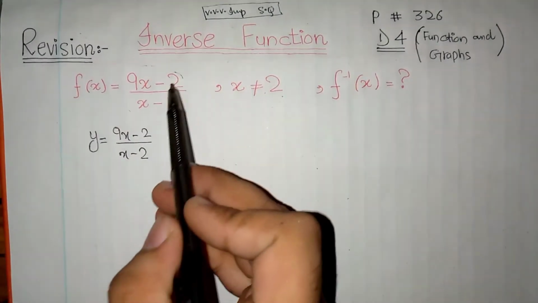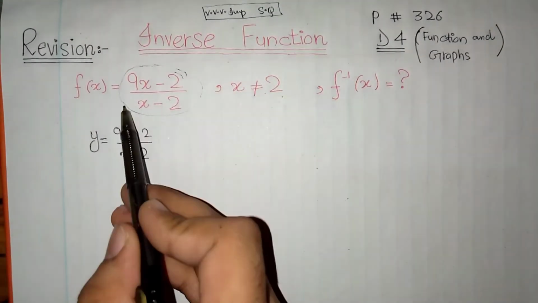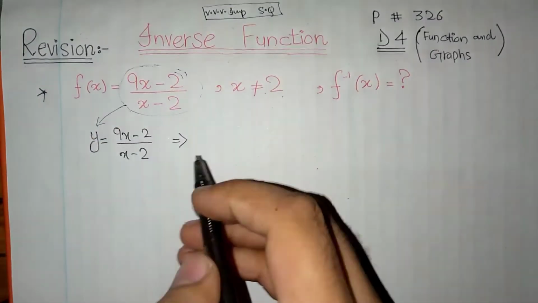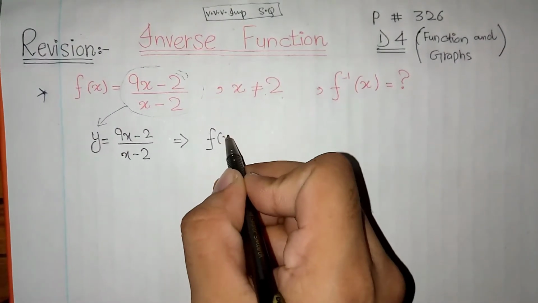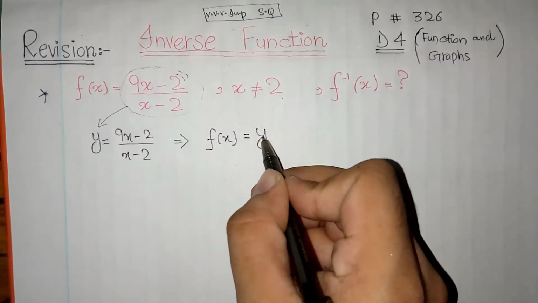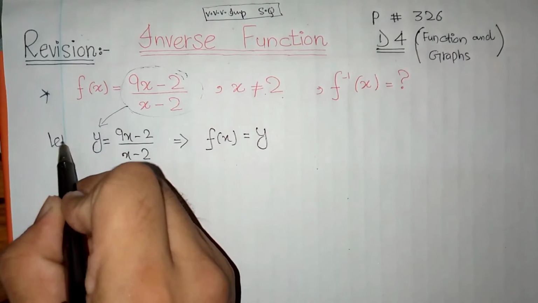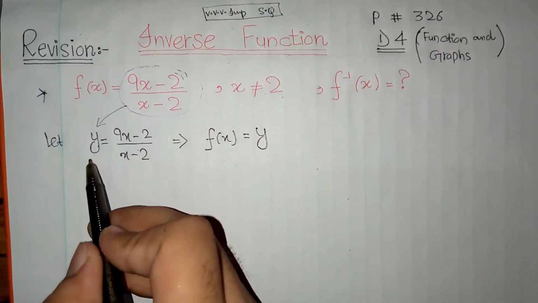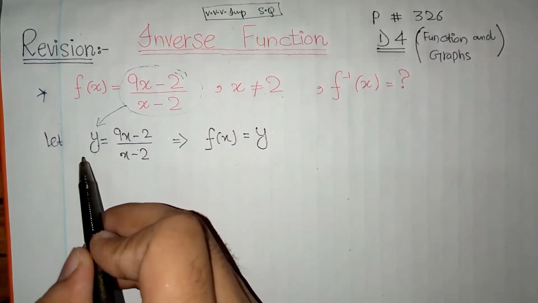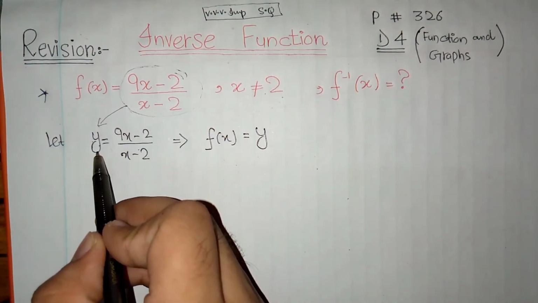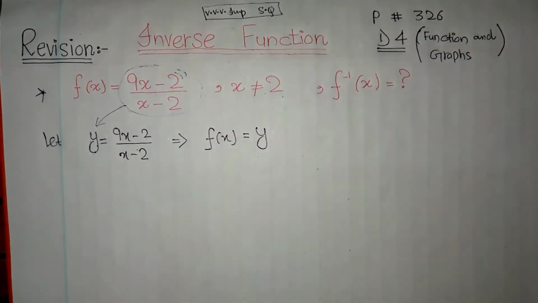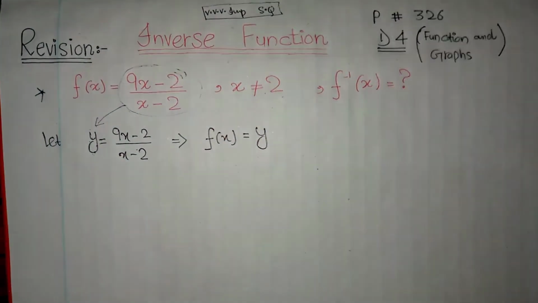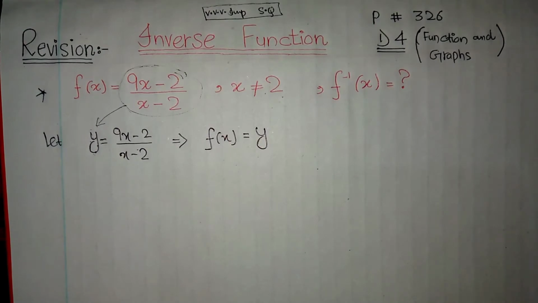Here you can see this whole expression is equal to y. So this expression can be written as f(x) = y, because here we let y be equal to this whole expression. As you can see, in this expression our subject is y. We have to solve this in such a manner that our subject becomes x. Now let's see how the next step is done.